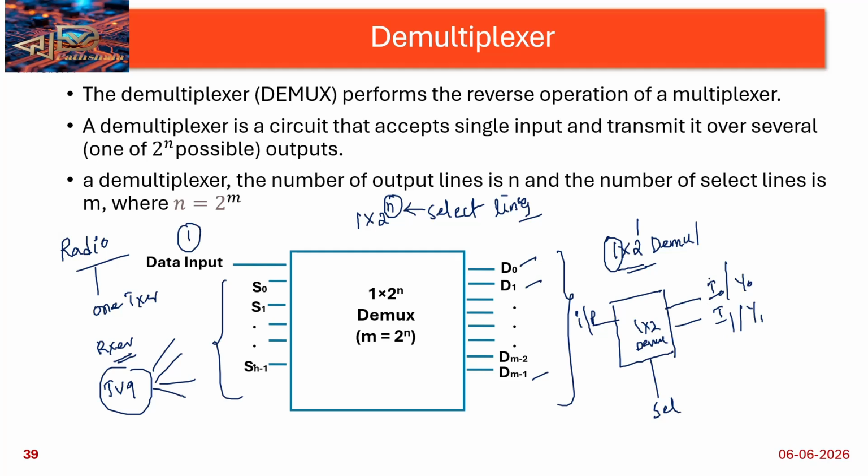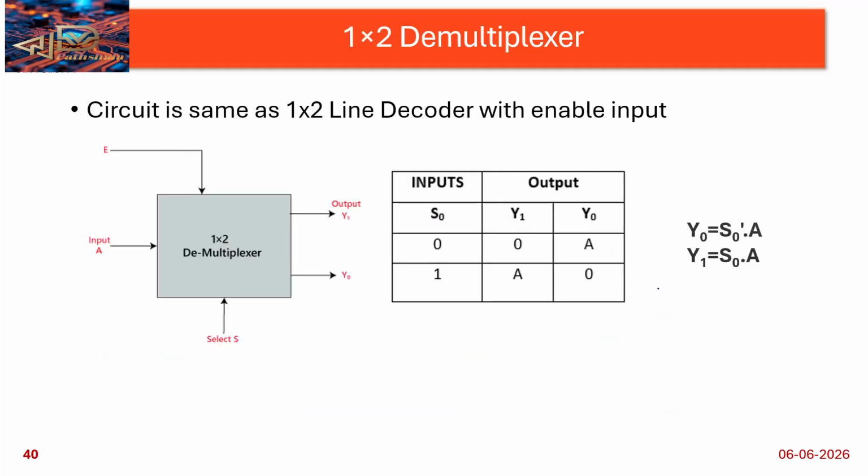Inputs we are considering as I1, I2, and outputs we are taking as Y0 and Y1, right? So select line equal to 0 means your input should go to Y0, and select line equal to 1 means your input should go to Y1. Depending upon the select line, it selects output Y0 or Y1. Just see, this is the 1 by 2 demultiplexer.